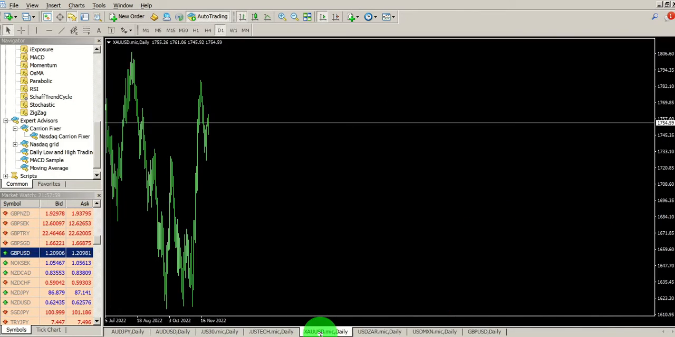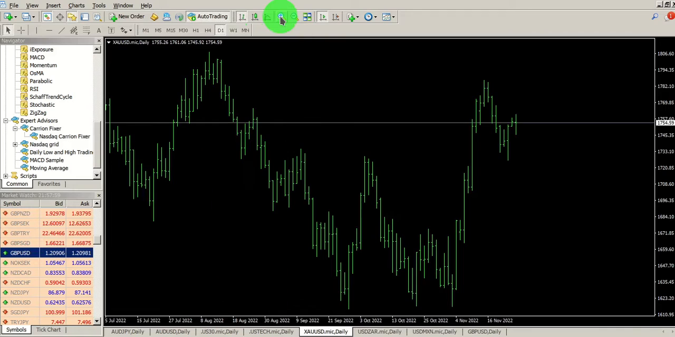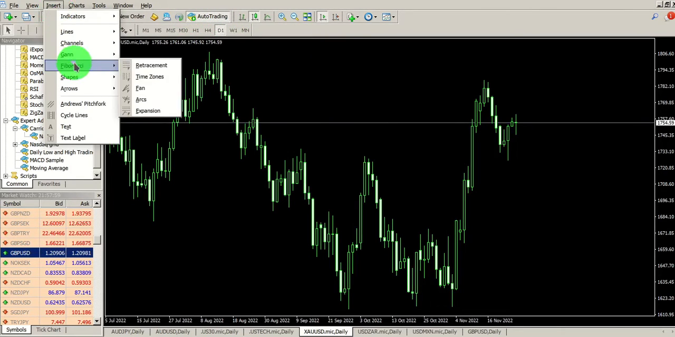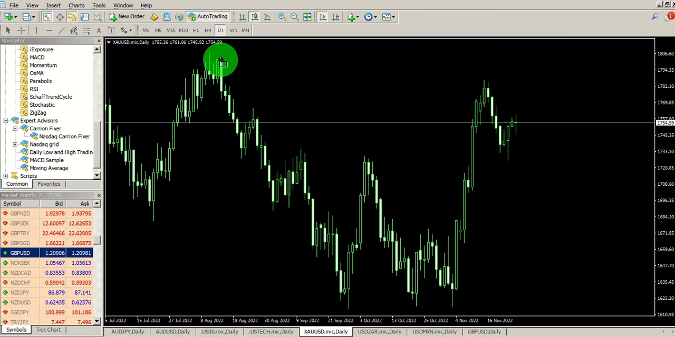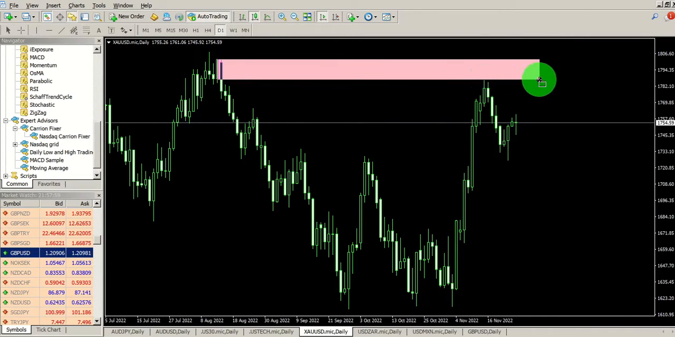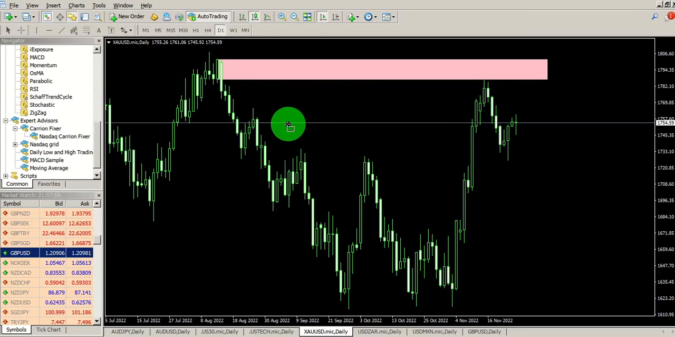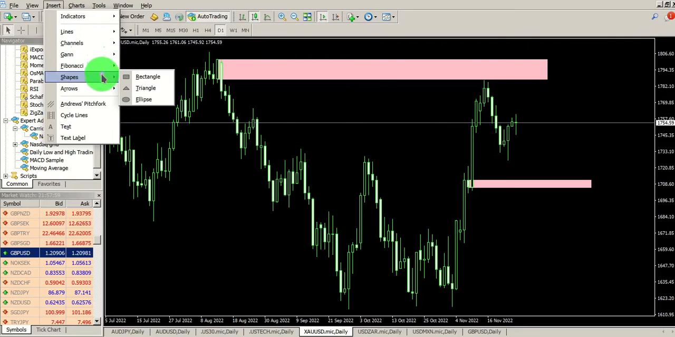Okay, let's move on to gold. Okay, I have this order block right there. I have this one, and what else do I have?